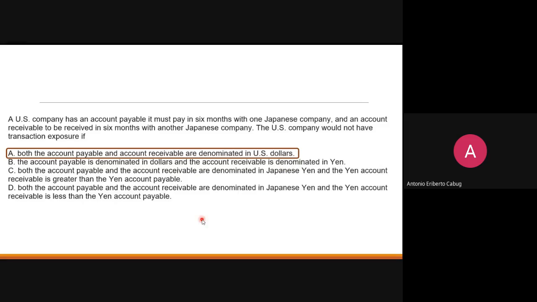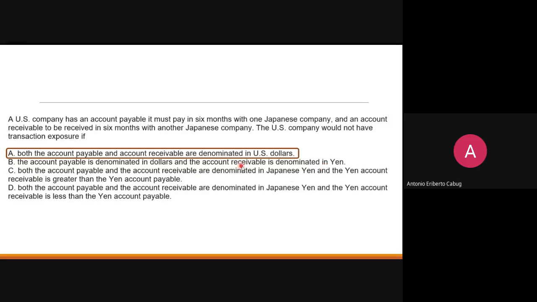Okay? What would happen if letter B is true? The account payable is denominated in dollars. No problem. Account receivable is denominated in yen. If the yen has fallen in value when the Japanese company pays you, when converted to dollars, mababa na yung yen, then the amount that you would collect in dollar terms will now be lower.